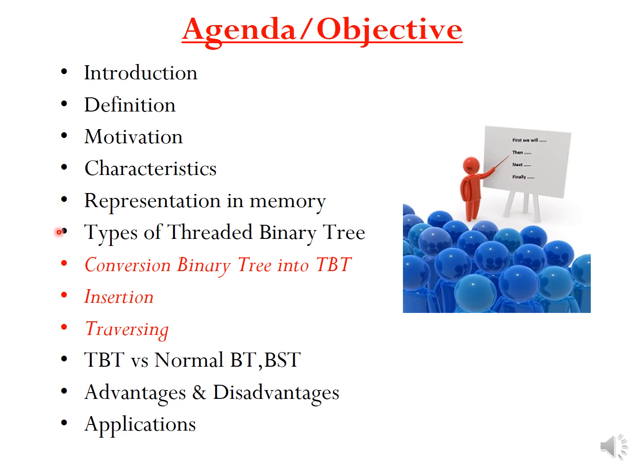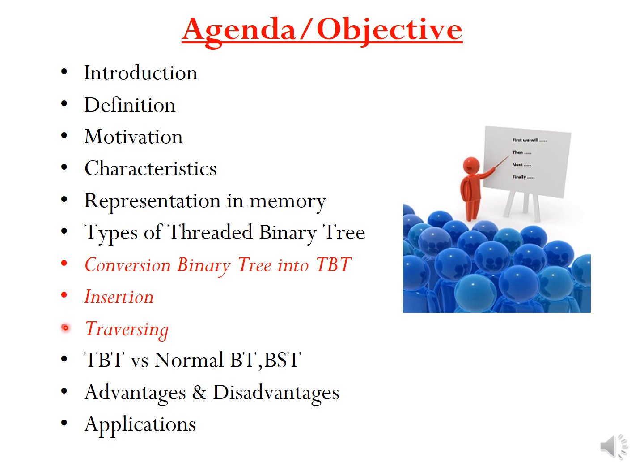Then the types of the threaded binary tree. Normally there are some types like left threaded, right threaded, fully threaded, or we can say single threaded and double threaded binary trees. Then we will convert a binary tree into a threaded binary tree. This is a very important part, that's why I have made these three things red. And then we will see how a node can be inserted in a threaded binary tree.